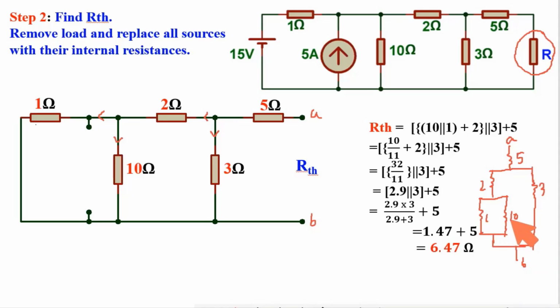So first 1 and 10 are in parallel. This is in series with 2 ohm, and the combination of this is in parallel with 3. The whole combination is in series with 5. So 10 parallel 1, equivalent of this in series with 2, equivalent of the full in parallel with 3, equivalent of this full in series with 5. After calculation I got 6.47 ohm. This is RTH.